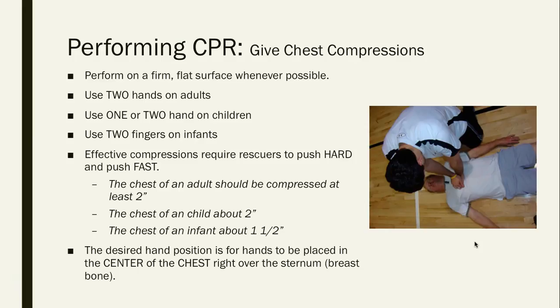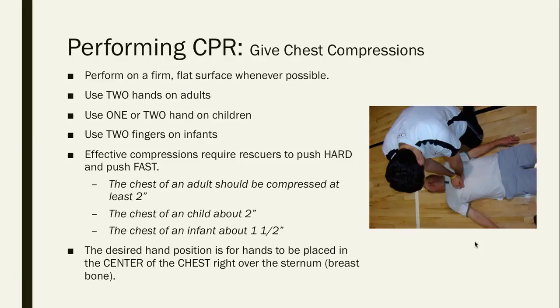And then you're going to use 1 or 2 hands on children. So for a larger child, you can put 2 hands on their chest. On a smaller child, you're going to put 1 hand over the chest and 1 hand on the forehead, and then just give compressions with that 1 hand that's over the chest. Okay. For an infant, you're going to put 2 fingers over the sternum, and you're going to press with your fingers. There'll be pictures in just a minute to show you that.